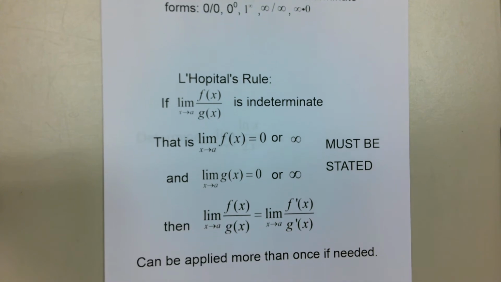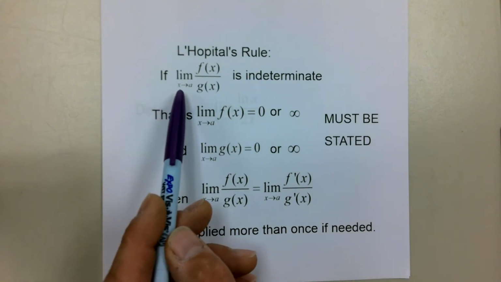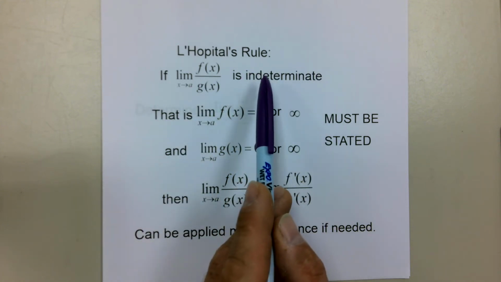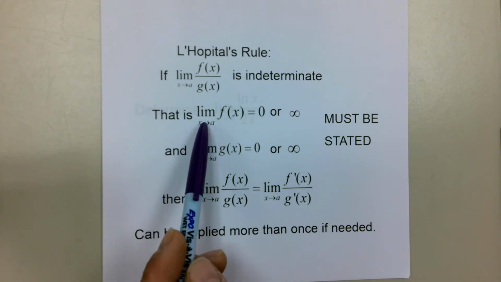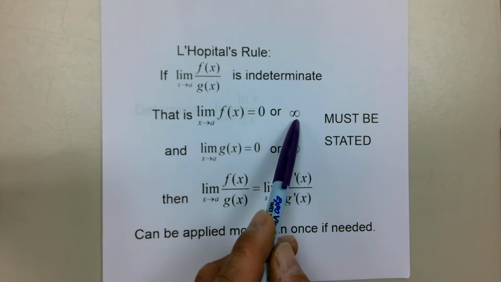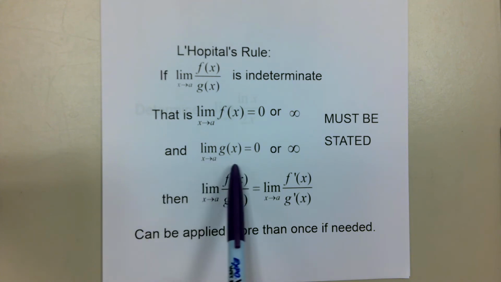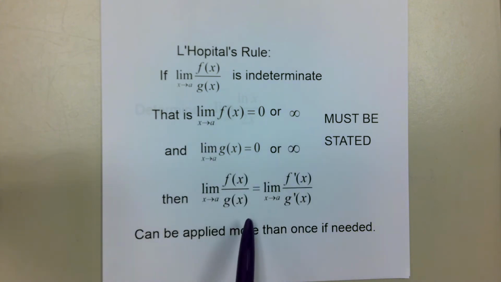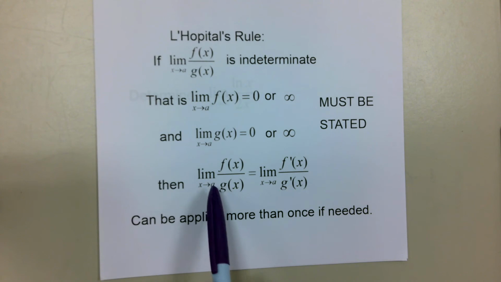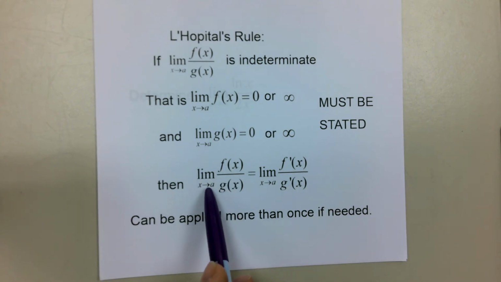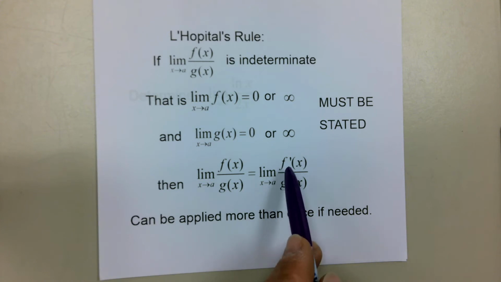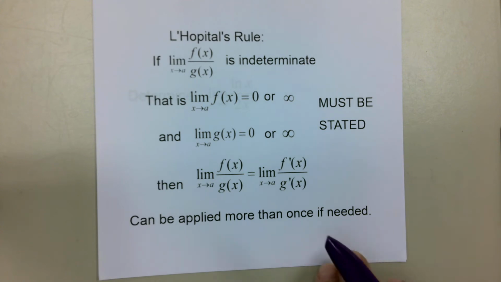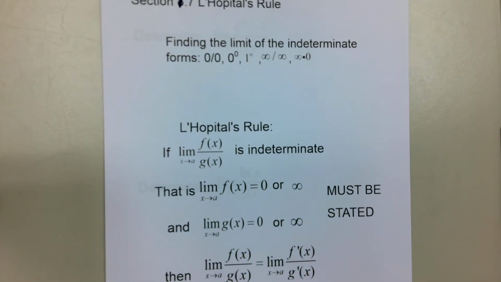So when does L'Hopital's rule apply? Well, if we're taking a limit as x goes to a of f of x over g of x, and that's an indeterminate form, what does that mean? Well, that means that the limit as x goes to a of f of x equals 0 or infinity, and the limit of g of x is going to be 0 or infinity. So we must state this information in order to be able to do L'Hopital's rule, which tells us that the limit of f of x over g of x as x goes to a is equal to the limit as x goes to a of the derivative of f of x divided by the derivative of g of x. And if we need, we can apply this more than once, which we'll see in our notes today.